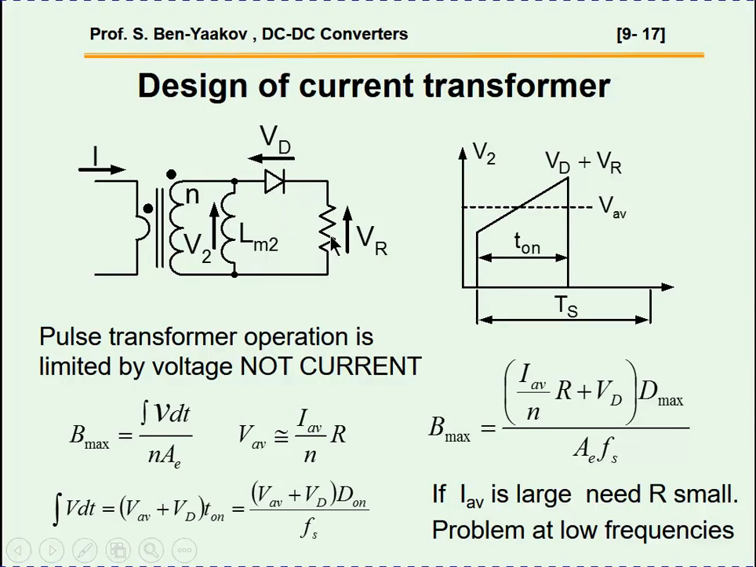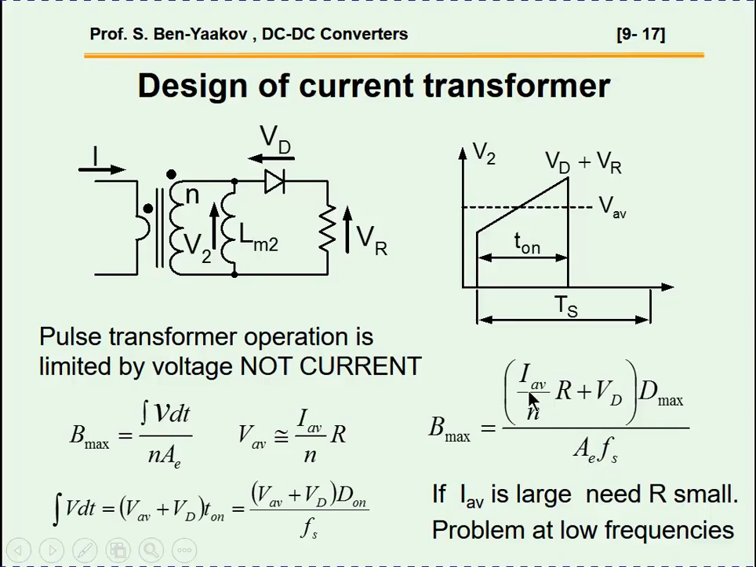So the total voltage here is the output voltage plus the diode voltage, times the on time. So this will be the volt-seconds. Now this on time can be expressed as the duty cycle over frequency. So Bmax will be the average current at the primary, this is the waveform of the current, divided by n, because we have a 1 to n transformer, times R, which is the voltage that we see here, plus the diode voltage, times Dmax, and divided by fs, and then divided by the cross-section area of the core.